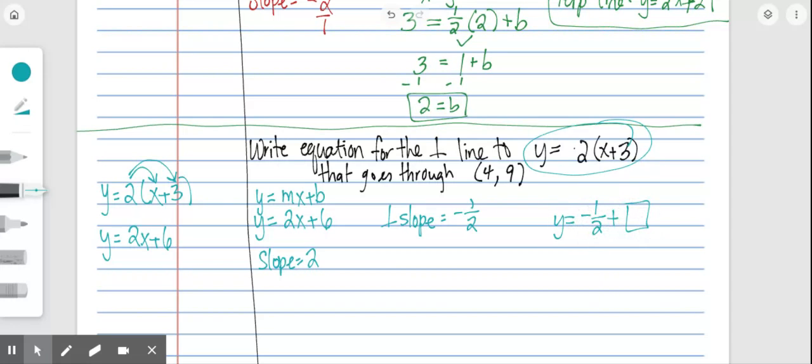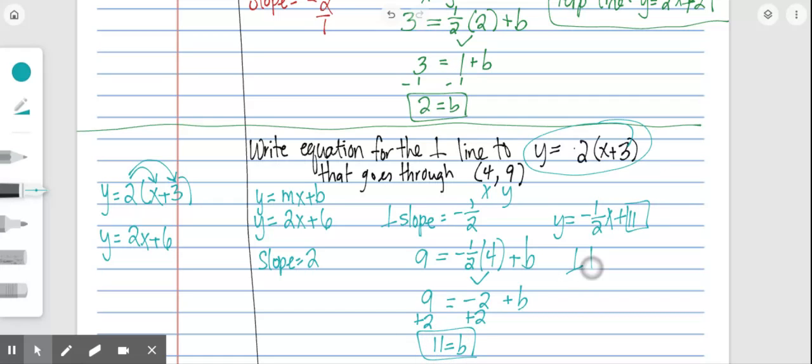So I'm going to plug in my coordinates x and y. So I get 9 equals negative 1/2. Oh, I forgot the x on this equation. I apologize. This should be x plus unknown times x, which is 4, plus b. And then I'm going to solve. Negative 1/2 times 4 is going to be negative 2. Okay, and then I add the 2, so b equals 11. So then I plug it in right here.